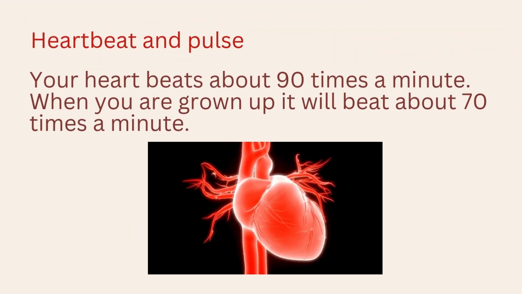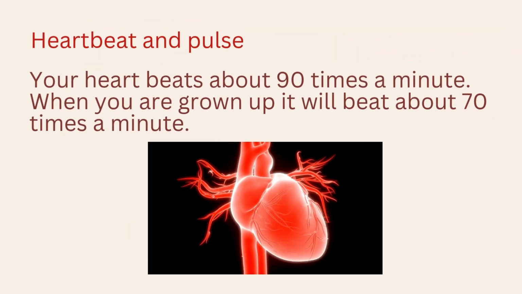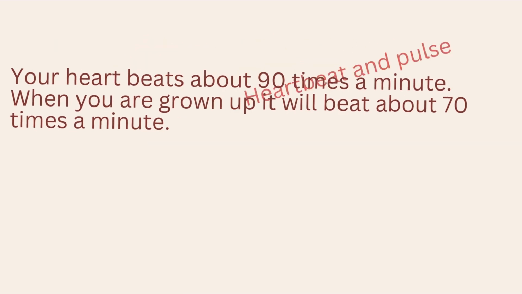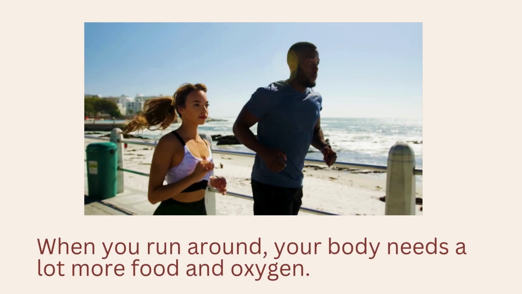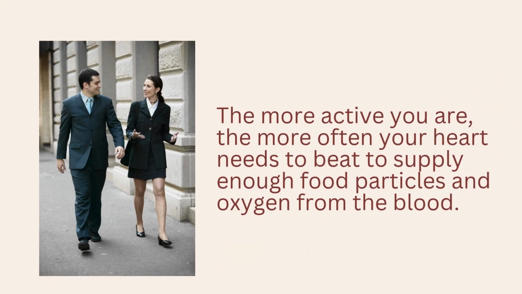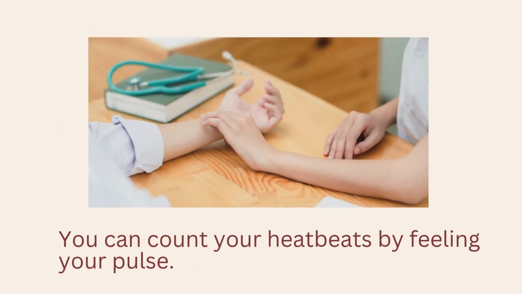Heartbeat and pulse. Your heart beats about 90 times a minute. When you are grown up, it will be about 70 times a minute. When you run around, your body needs a lot more food and oxygen. The more active you are, the more often your heart needs to beat to supply enough food particles and oxygen from the blood. You can count your heartbeats by feeling your pulse.